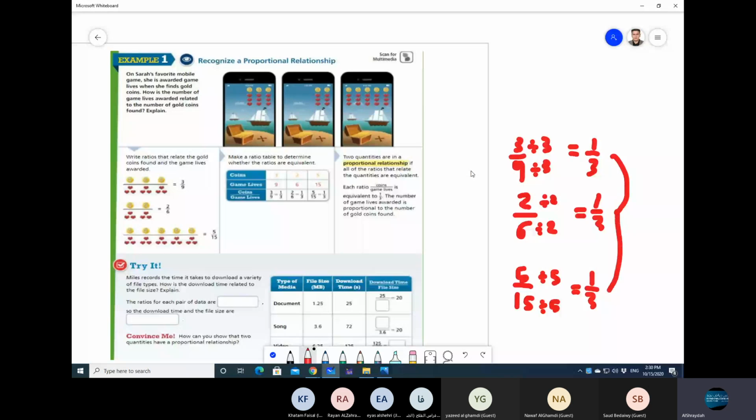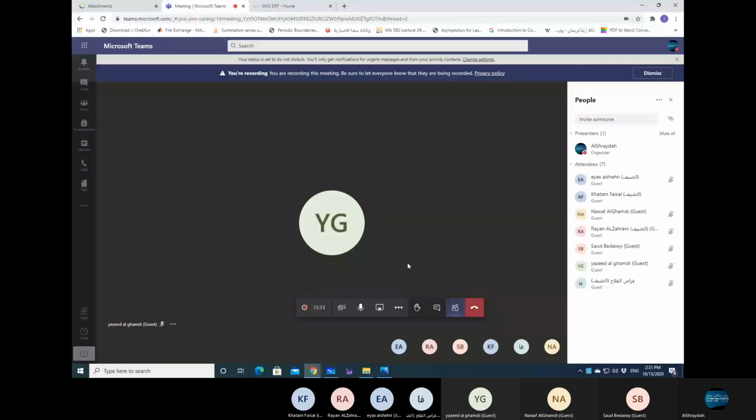So we can say that the two quantities, the gold coins and the game lives, are proportional, or are in a proportional relationship. Do you understand the example, Yazid? Yes, teacher.